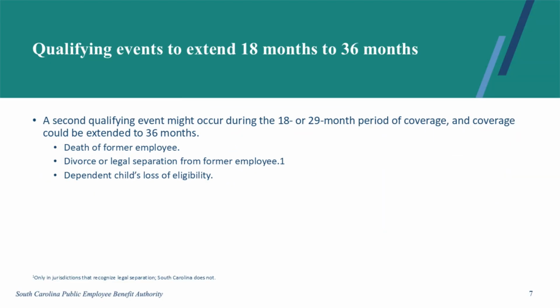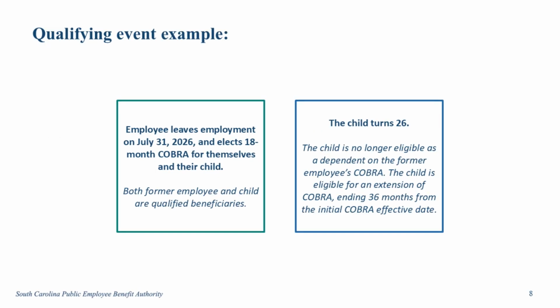As noted, there are several events that can extend COBRA coverage to 36 months. A second qualifying event might occur during the 18 or 29-month period of coverage, and coverage could be extended to 36 months. These include death of the former employee, divorce from the former employee, and a child's loss of eligibility for coverage. Here's an example of a second qualifying event.